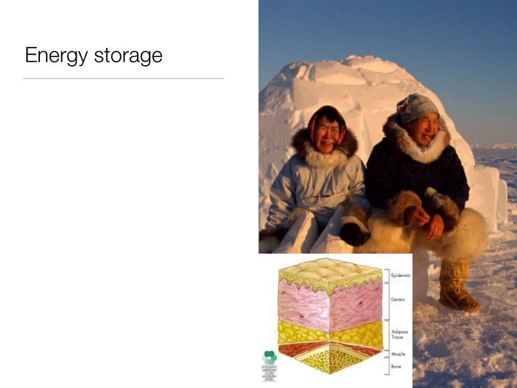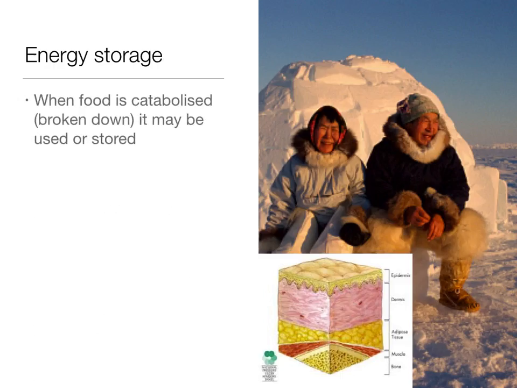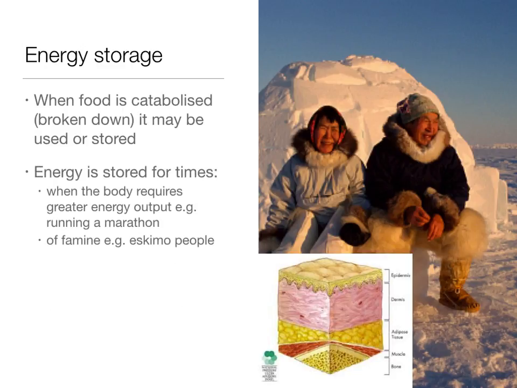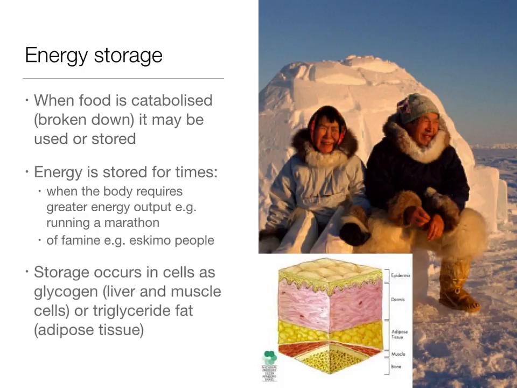Let's look now at energy storage. When food is catabolized or broken down, it may be used immediately or stored, as mentioned in the previous slides. Energy is stored for times when the body requires greater energy output, such as when running a marathon, or times of famine. People such as the Eskimos that live in the North Pole are able to store extra energy in times when energy is available for times when it is not. Such energy storage occurs in cells as glycogen, particularly in the liver and muscle cells, or triglyceride fat in adipose tissue.